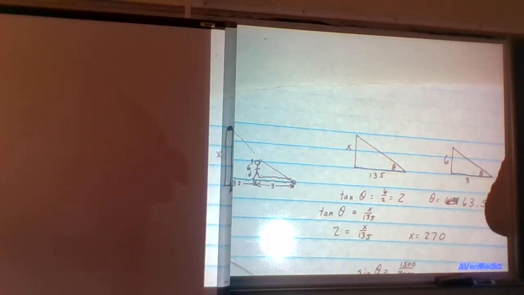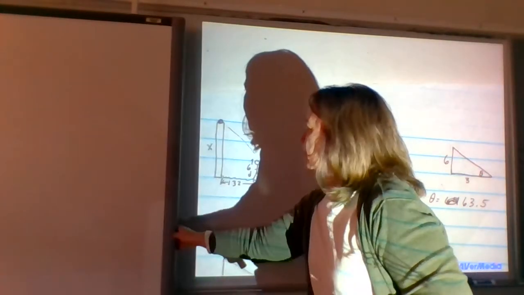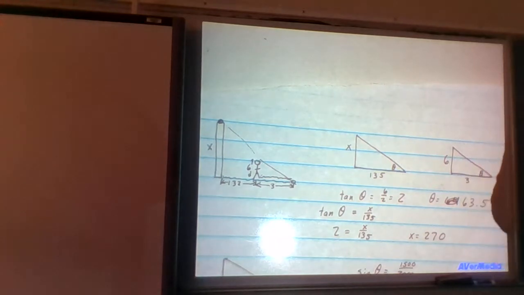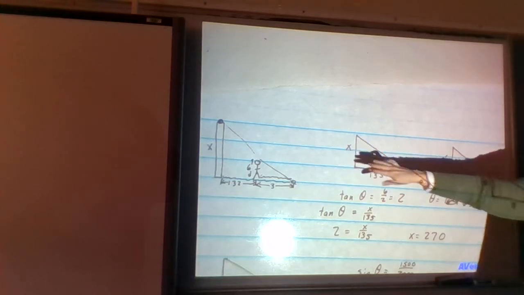So if you have that picture in your head, that's another way you can think about alternate interior angles and how the angle of depression and angle of elevation mean the same thing. Okay, so we had here two different triangles, and what we're trying to find is a flagpole.